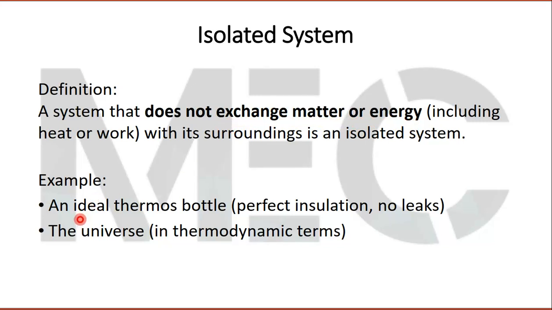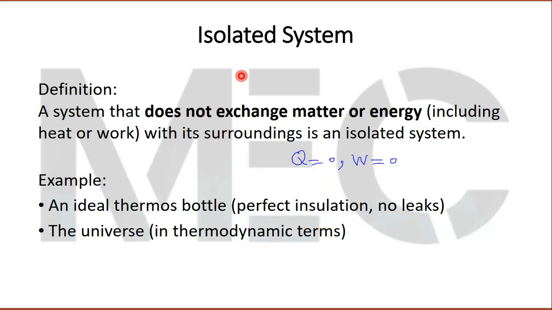An ideal thermos bottle is an example of an isolated system. There is perfect insulation. So in an isolated system, Q is 0, W is 0 because no energy is transferred, and of course there's no leakage. No matter is allowed to go in and go out. So perfect insulation means Q is 0.